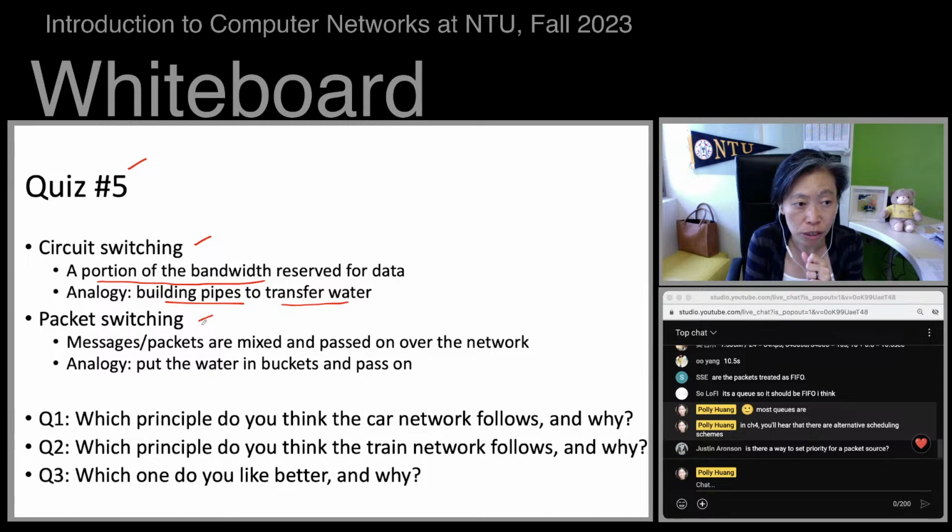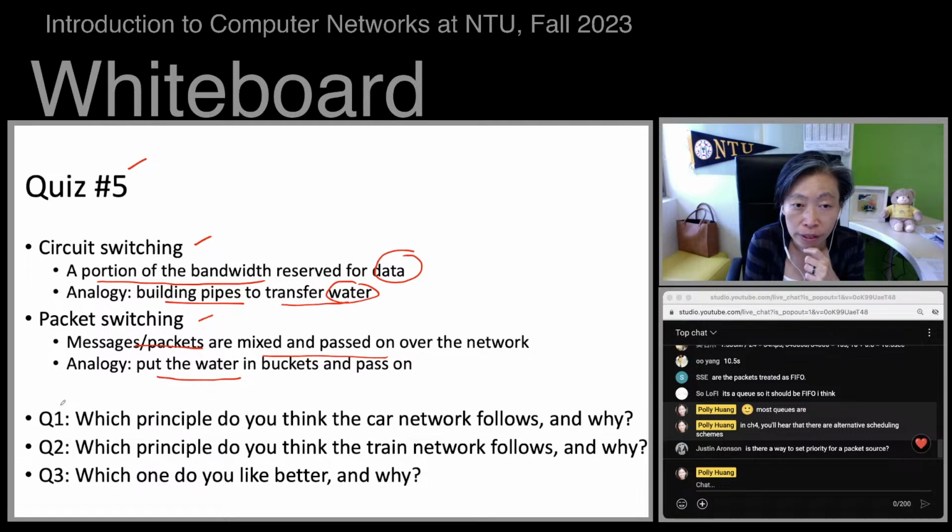Now, packet switching, we know we go ahead and send packets, and they will be mixed as they are passed over the network. In terms of transferring water, it will be a little bit more like putting the water in buckets and having quite a few people lined up passing these buckets around. So you find there's a certain analogy between transferring data and transferring water, for circuit switching as well as packet switching. Or in the water transfer case, it's bucket switching.